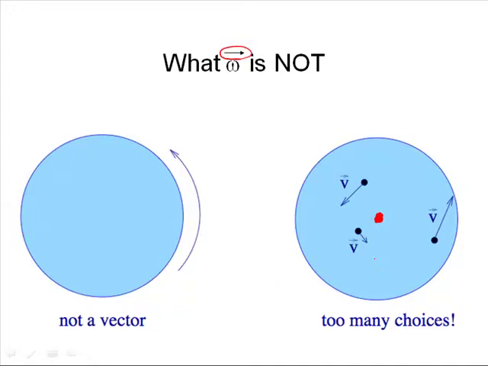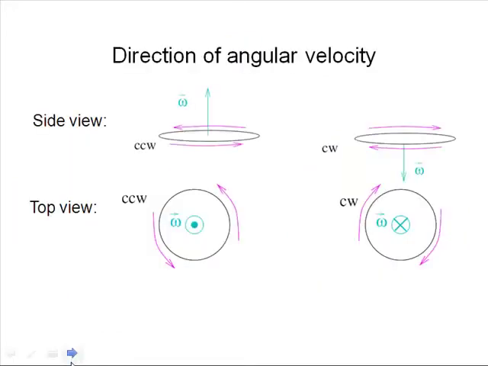Similarly, this object can rotate in two directions. It can rotate counterclockwise or clockwise. Well, it turns out we define the direction of angular velocity based on a rule with our right hand that I'll illustrate in a video. But basically, you let the fingers of your right hand curve in the direction that the object is rotating, and your thumb will naturally point in the direction of the angular velocity.